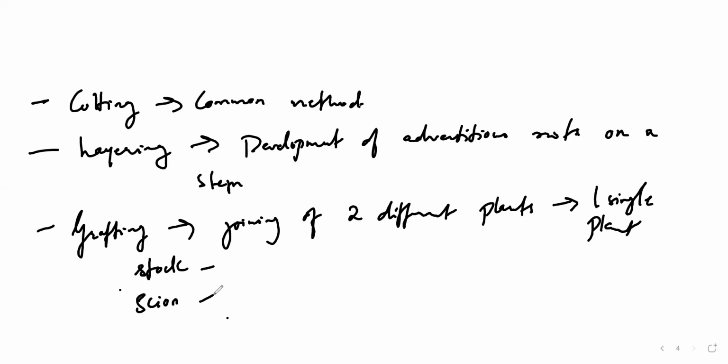Out of these two plants, one is rooted in the soil. That particular plant which you root in the soil is called the stock, whereas another part of the plant will have a shoot, and you call it a scion. So one plant will have a root, the other plant will have a shoot, and together you get a single plant. For mango, roses, and so on, this grafting method is used. So this is all about the types of vegetative propagation.